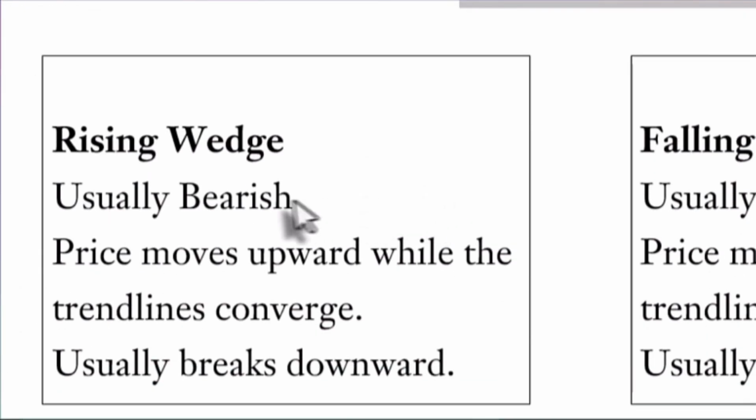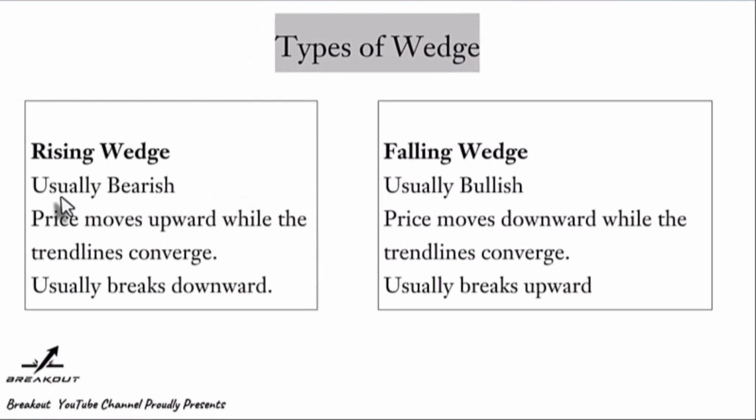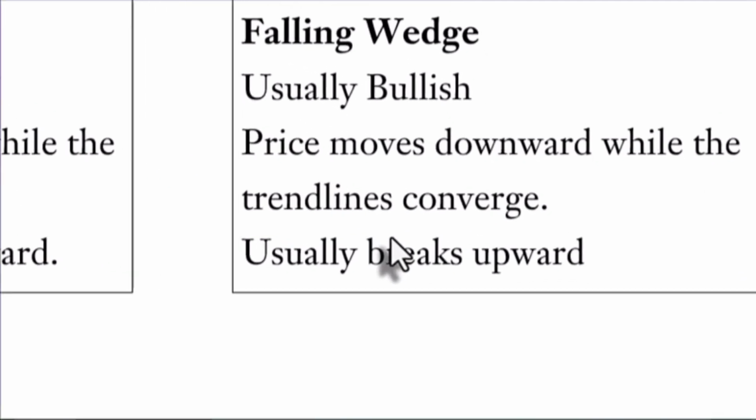Okay, we have two types of wedge. The first one is the rising wedge and the second one is the falling wedge. In a rising wedge, usually bearish, price moves upward while the trend lines converge, and usually breaks downward. In a falling wedge, usually bullish, price moves downward while the trend lines converge, and usually breaks upward.